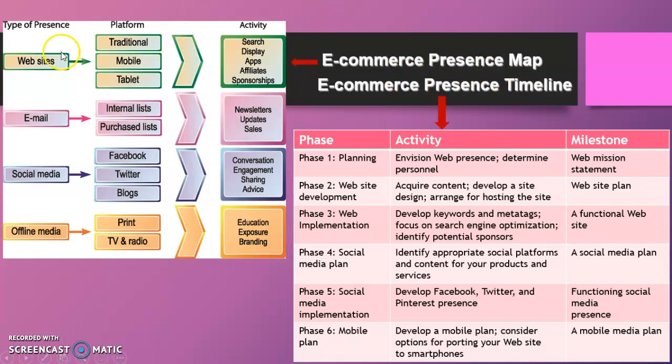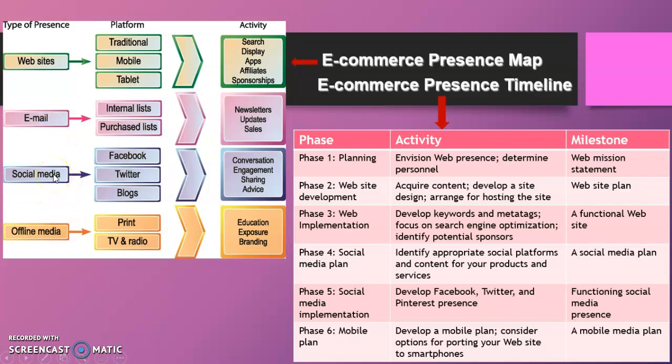So this is the mapping. For the website, you have to choose the traditional platform, mobile platform, or tablet, how the interface will look, and what the activities involved for the website are. And then for email, you have to make it an internal list, the purchase list, and we will cover the newsletters, the updates, and the sales in the email.